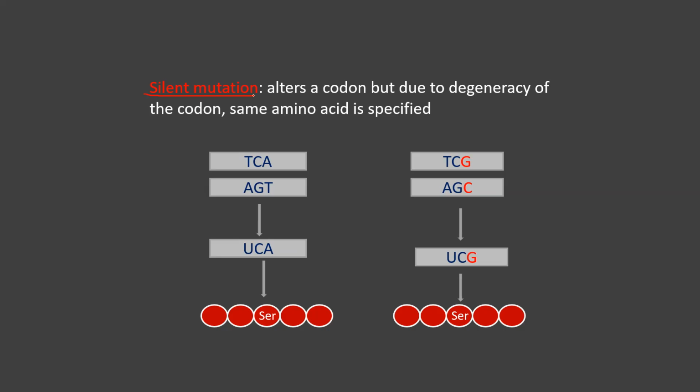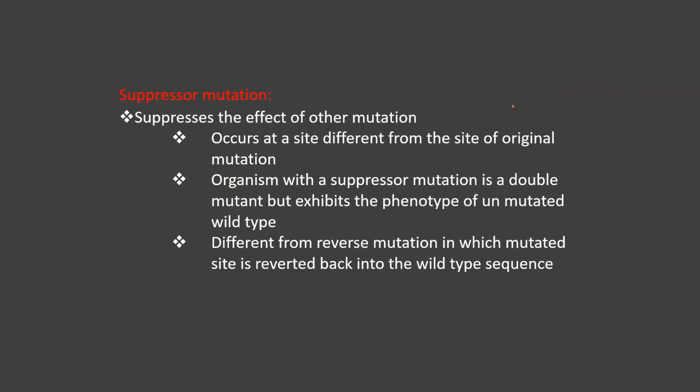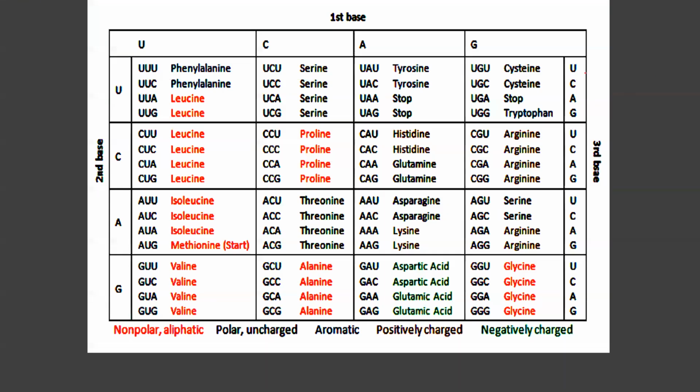So as it says here, silent mutations, they alter codons, but due to degeneracy of the codon, the same amino acid is specified. When they say degeneracy, what they mean is that you can have multiple codons coding for the same thing, right? And because of that, making minor changes to the codon or triplet, remember the triplet makes the codon, will not result in a problem, right? Y'all should remember the table. Where's the table? This table here should look familiar to you, right?